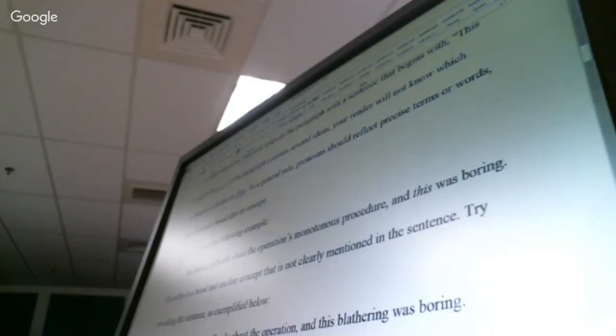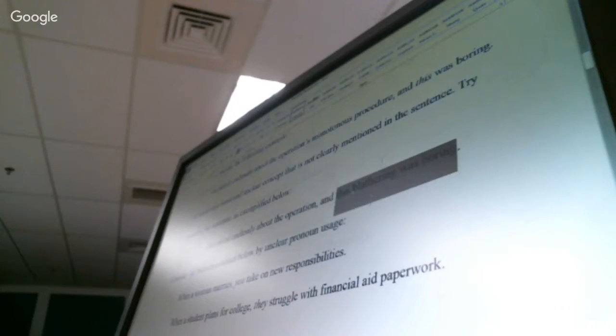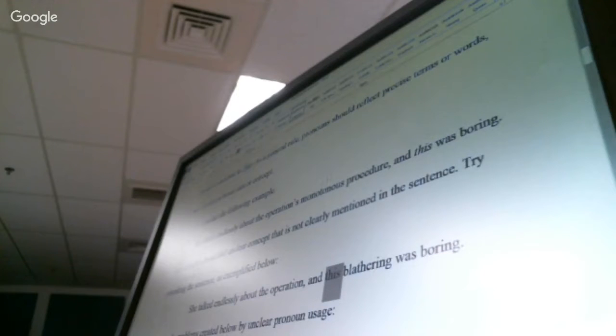So let's take an example right here. She talked endlessly about the operation, all right? So that's an independent clause. And then I say this blathering was boring, right? Because I'd have to clarify what this means. I can't just say she talked endlessly about the operation's monotonous procedure and this was boring, because I wouldn't know if her talking endlessly or the monotonous procedure was the boring part.